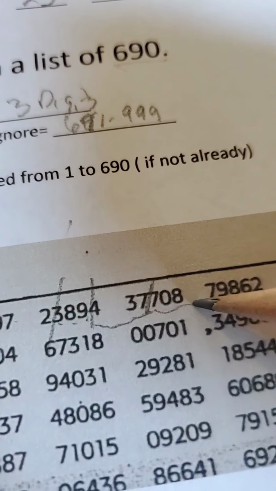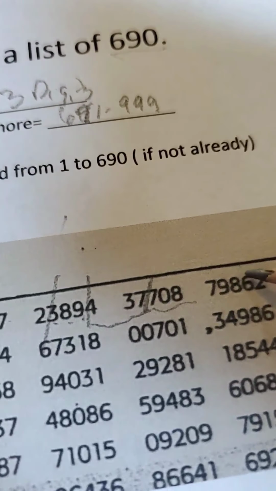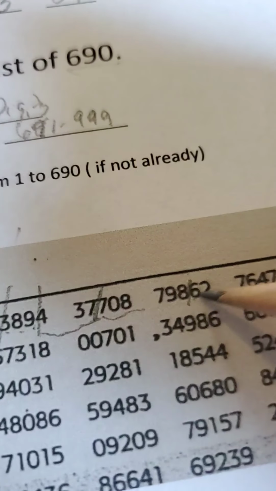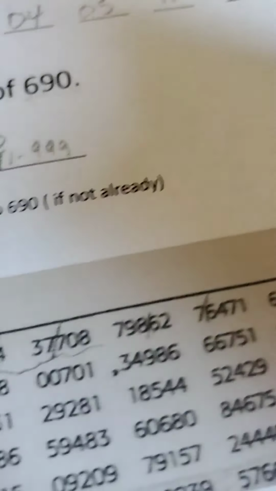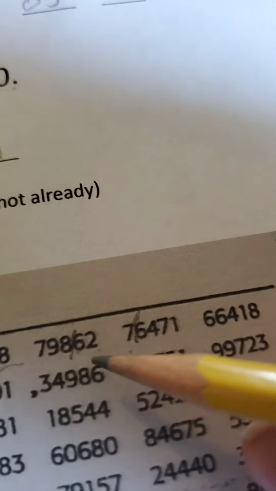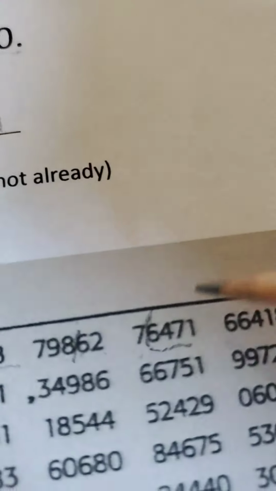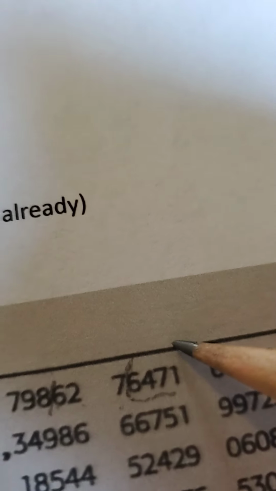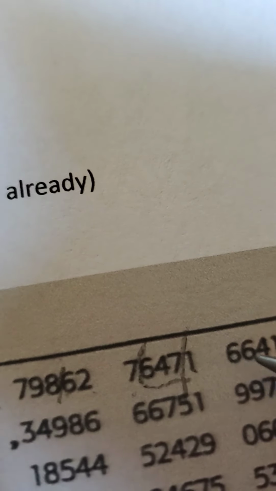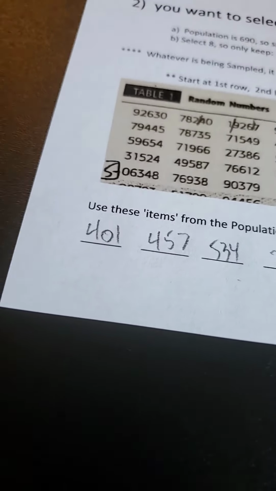437. 708 is too high. 798 is too high. 627 is a keeper. 627. 647 is a keeper. 647. And then mark that. 166 is a keeper. And that gives me 8 total kids, or whatever it is. It could be number of cars.